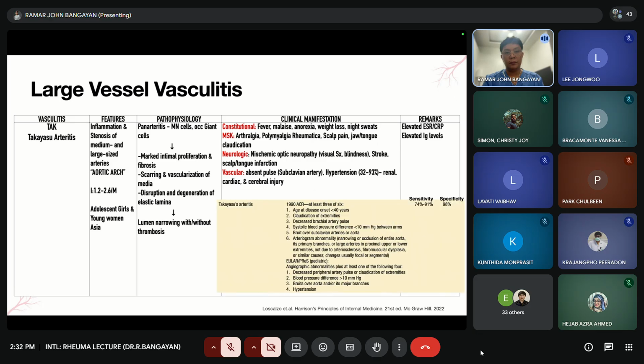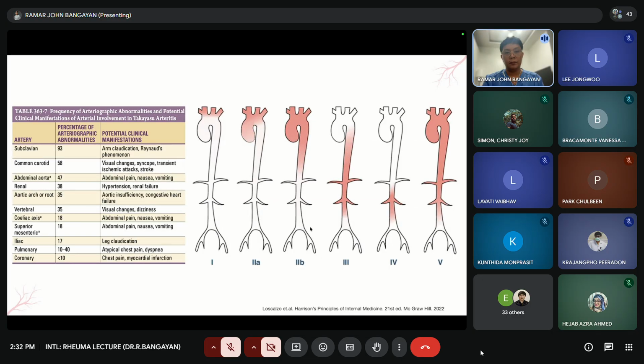This is actually your classification criteria. Now, let's discuss the different involvement of your aorta and its branches. You call it type 1, type 2A, type 2B, type 3, type 4, type 5. Type 1 if the involved ones are the branches. Type 2A if there is stenosis of your aorta, its arc, and its branches. If it involves now your aorta, aortic arc, its branches, and the thoracic aorta, then it's 2B.